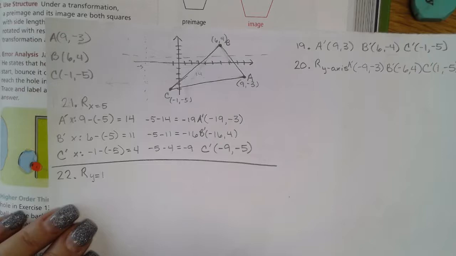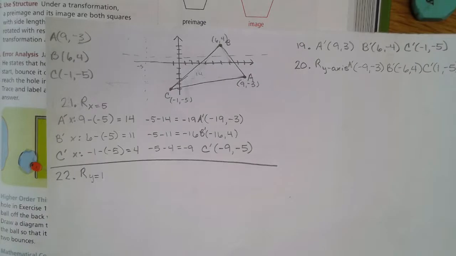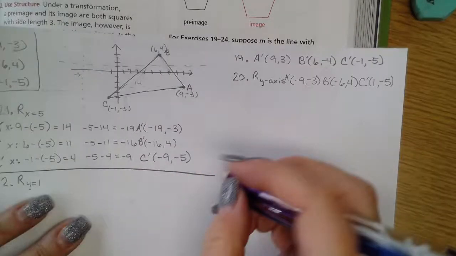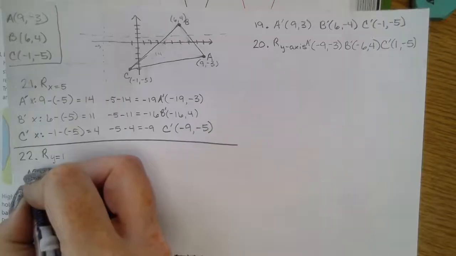Okay, so now A prime. I did X's here, but I'm going to do what now? Y. And I'm going to go ahead and write my X already on my new point so I don't try to change it. Okay, so I need the distance on A from negative 3 to 1. So you have 1 minus a negative 3, which is 4.